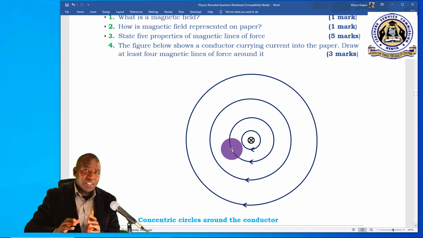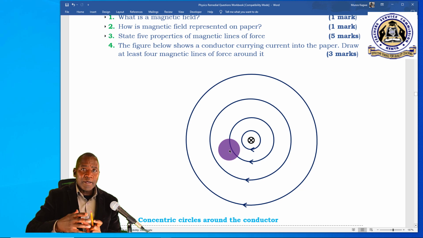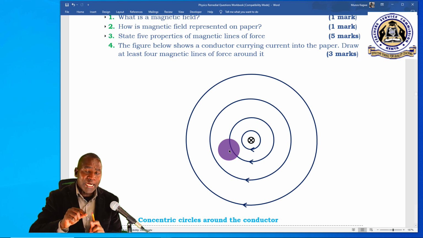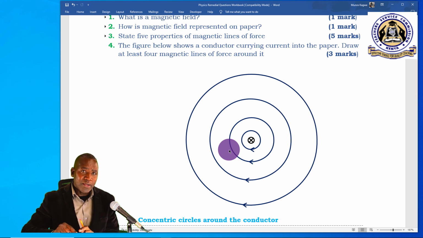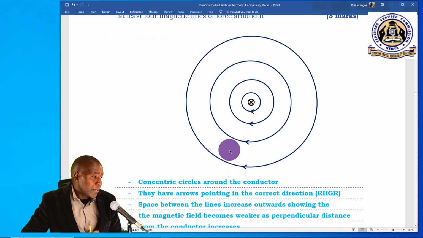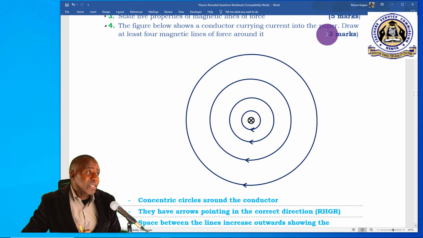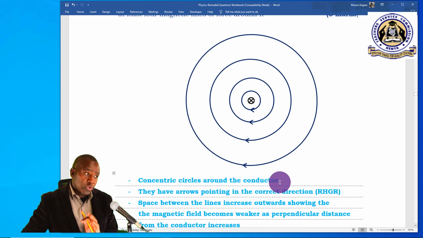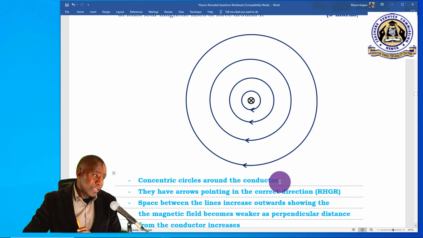In other words, the distance between neighboring concentric circles increases as you go away from the wire. That shows that the magnetic field is becoming weaker and weaker as you move away from the conductor. So observe those points. I've put those points here, and they're the ones which ensure that you earn these 3 marks. So concentric circles around the conductor, you should be able to draw those concentric lines around the conductor.